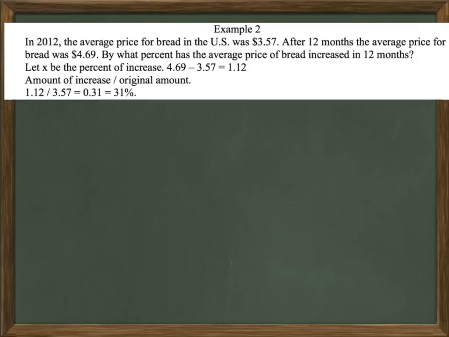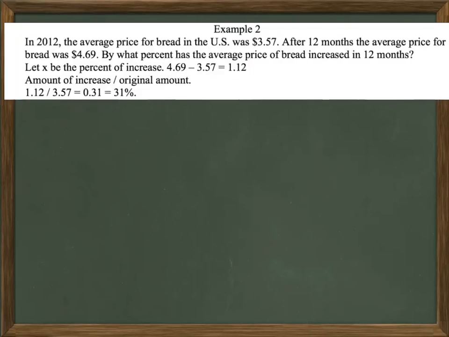So our next example is that in 2012, the average price for bread in the US was $3.57. After 12 months, the average price of bread was $4.69. By what percent has the average price of bread increased in 12 months? And we let x be the percent of increase. 4.69 minus 3.57, which is our new value minus our old value, and we get the amount of increase.